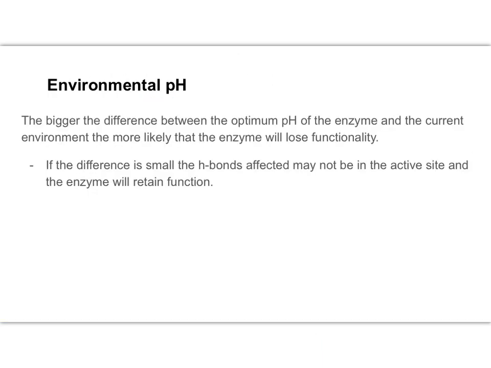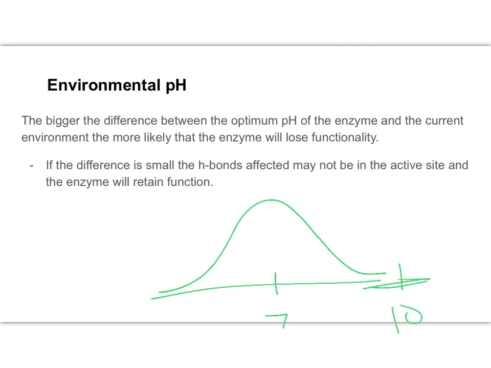So with pH, though, the larger that difference is from the optimum pH, the more likely that enzyme is going to lose its function. And so the more likely it is to become denatured, and be denatured permanently, the further it is away. So if we have an optimal pH here, let's say it's at 7. If all of a sudden my environment here is at a 10 and it's super basic, then it's going to be more likely for that enzyme to denature completely and not be able to be reversed back.